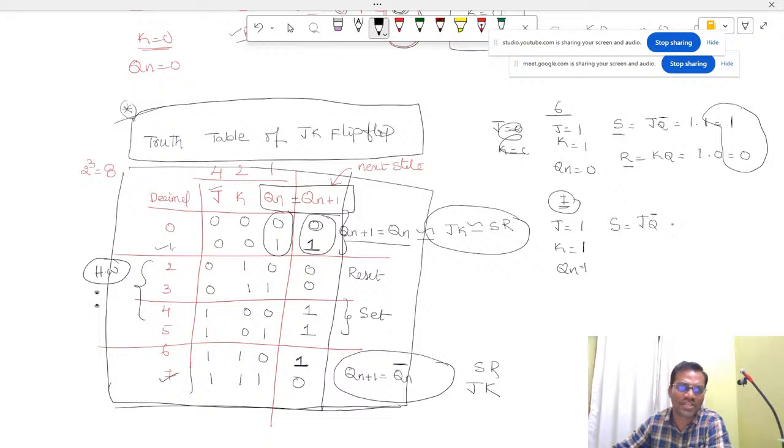S is equal to J Q bar. So J into Q bar. What is the J value? 1. What is the Q value? No, no. See here, 1 complement. Complement is how much? 0. 1 into 0 is how much? 0. R is equal to K into Q. What is the value of K? 1. What is the value of Q? 1. 1 into 1 is how much? 1. So I am going to get the seventh state by considering S and R as 0 and 1.